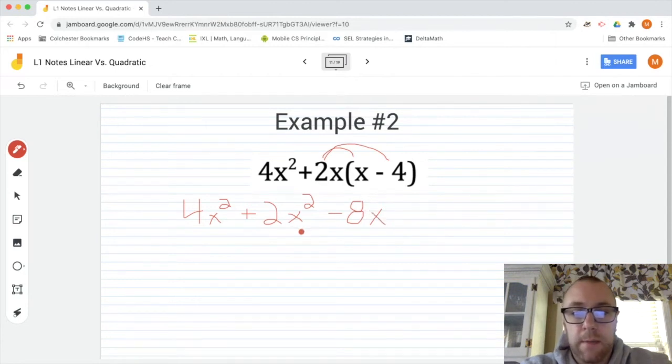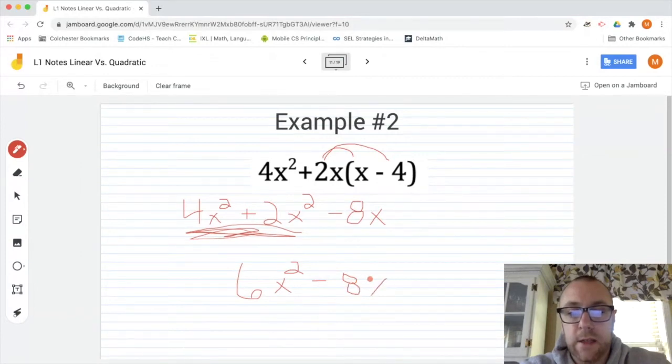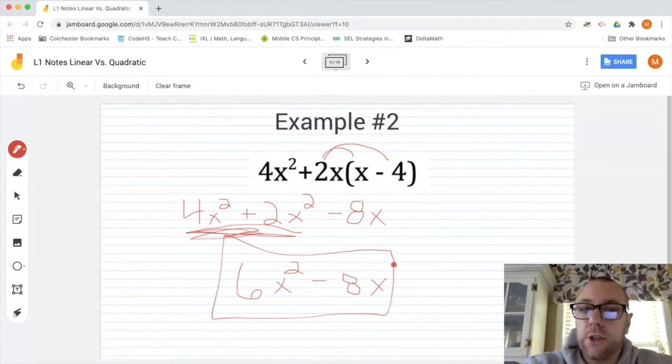So now I can combine my x squareds, which becomes 6x squared minus my 8x. And that is all I can do to simplify and finish.